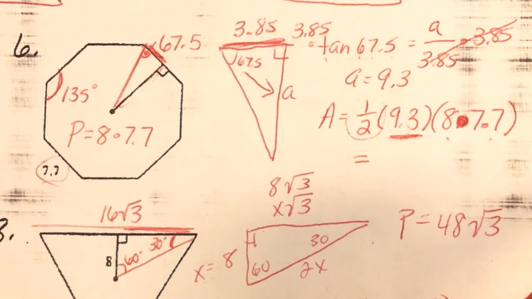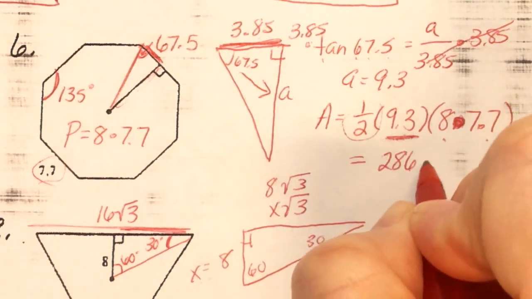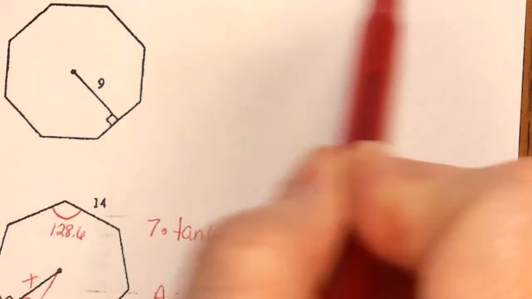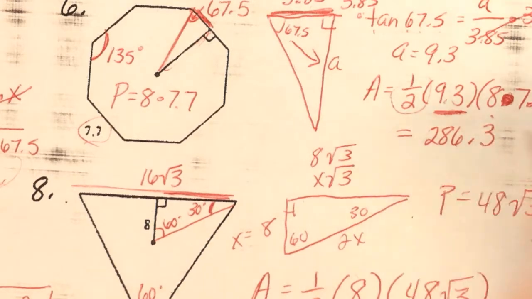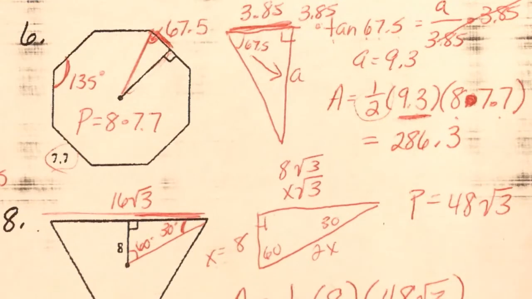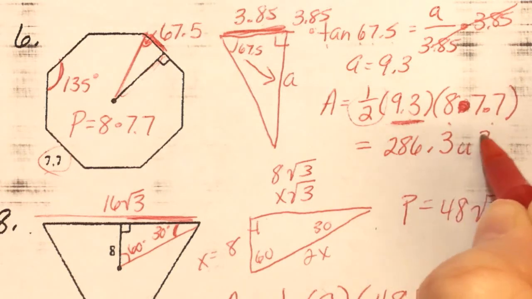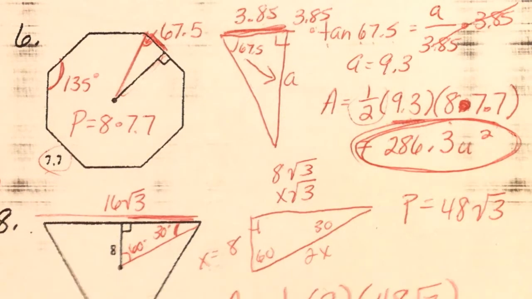Okay? What do y'all get? 286.27. 286 point what? 27. Nearest tenth. Oh, 0.3. So 0.3. Most of the time, I don't even solve for X. So are there units in this problem? Yes. What are they? Units squared. Yeah, units. If there's no units in the problem, just put units squared. So this is our answer.